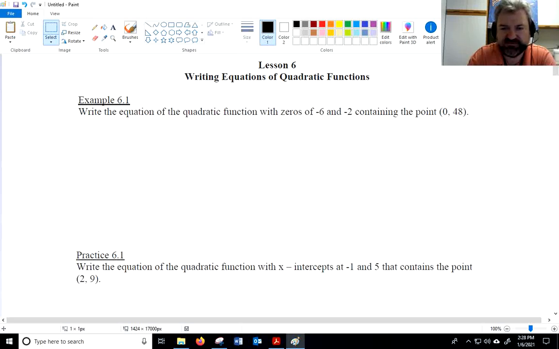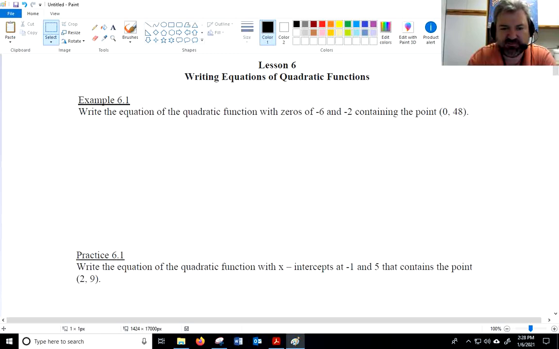Okay, welcome to Lesson 6. This is Lesson 6 from Unit 6 of Algebra 2. This lesson is about writing equations of quadratic functions. So we're going to look at how to write the equation given a variety of different pieces of information. These questions can range from pretty straightforward to somewhat challenging, so let's be sure we give this our best effort because it is really an important skill.